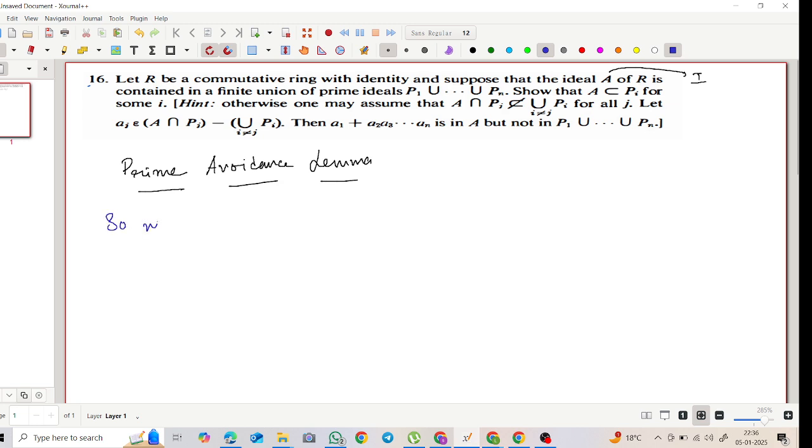So we have to prove that if I is not a subset of Pi for all I, then I cannot be inside the union, right? I mean, we are proving the contrapositive statement, right?